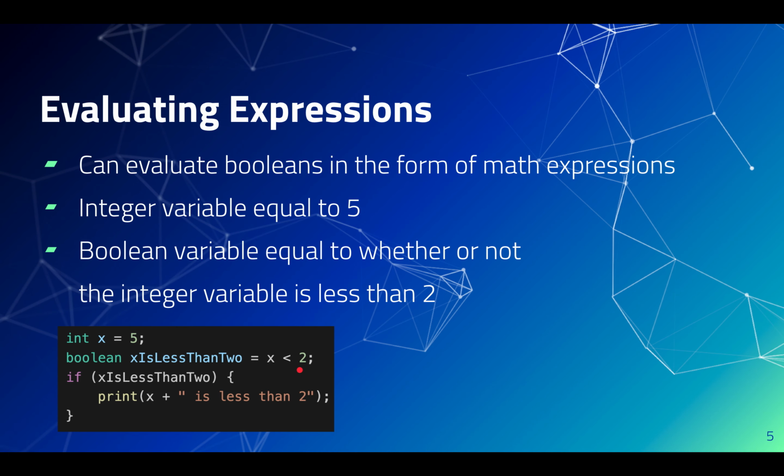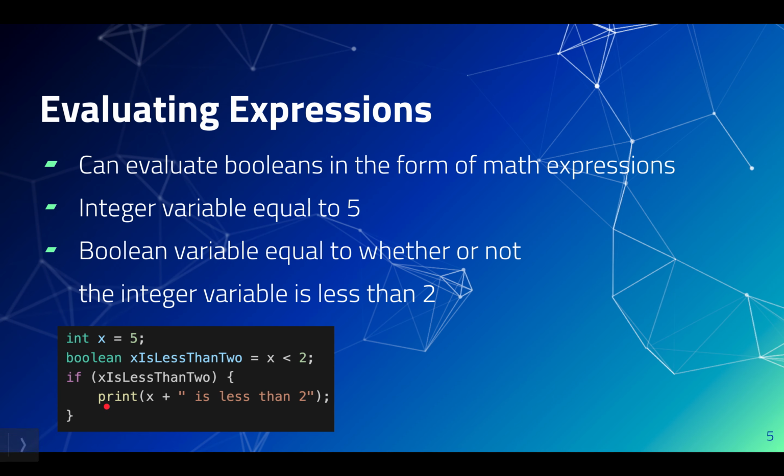We know that a Boolean can only store true or false, so what do you think this Boolean stores? Well, x is equal to 5, and we know that 5 is not less than 2, so this expression will be equal to false. This means the Boolean variable only contains false, and it's in the same exact state as if we were to just write false right here. Now we have our if statement, but since the value is false, the print statement will not run.